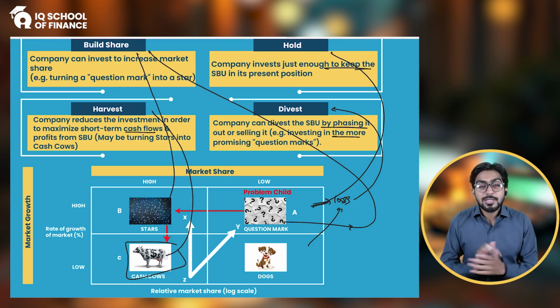So this is how the Boston Consulting Group Matrix teaches you how to manage your portfolio. I hope that I was able to explain everything in detail.